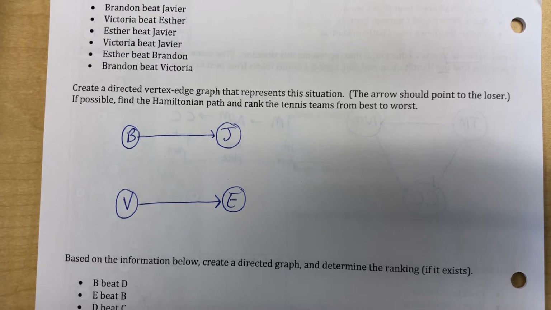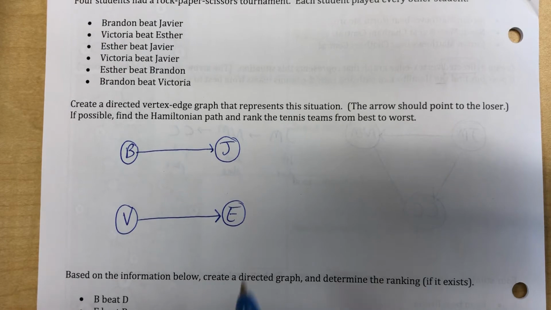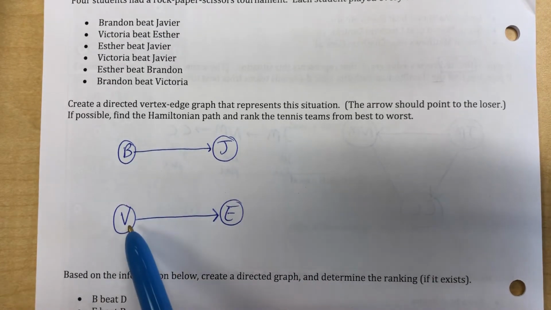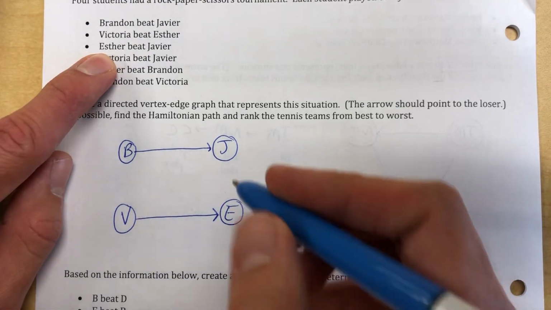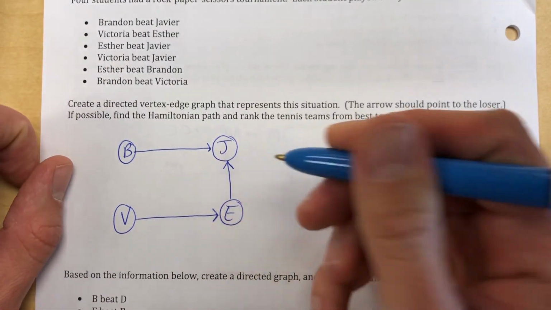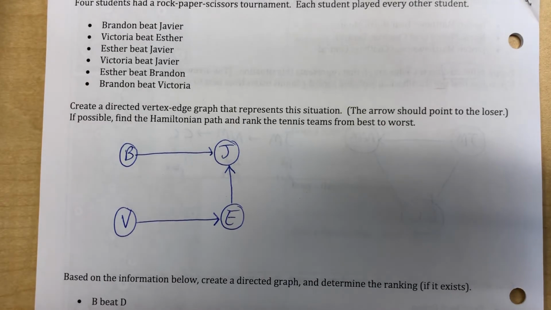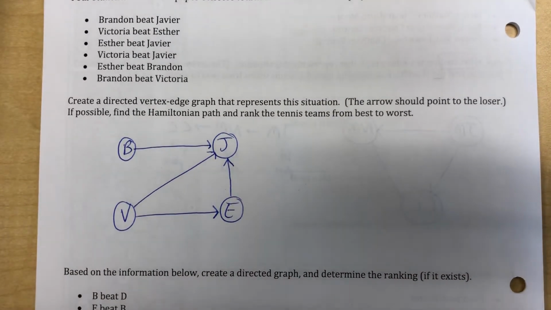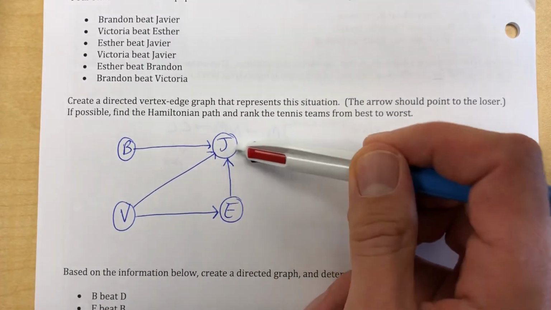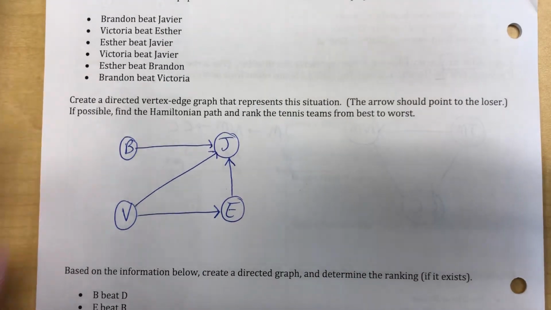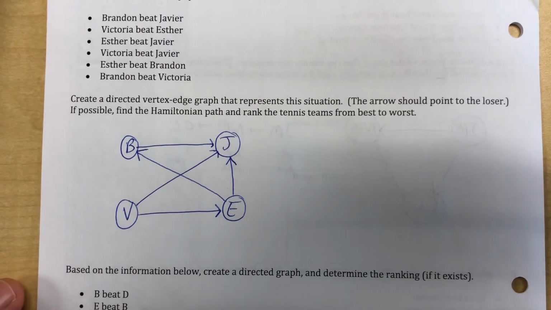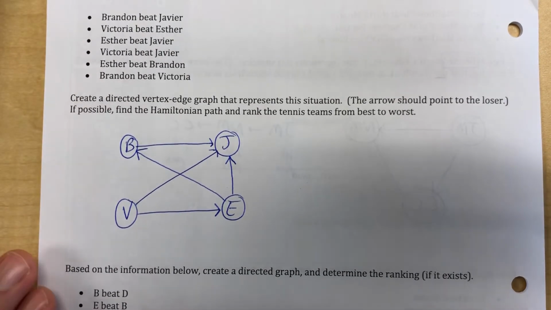Also, when we're starting our Hamiltonian path, we're not going to start with anybody that's being pointed to. We're going to start with either Brandon or Victoria. All right, Esther beat Javier. I think Javier is going to lose a lot of these. Victoria beat Javier. Javier is going to be last. If you tried to start with Javier, you'd be stuck and you can't go against the arrows. Esther beat Brandon. We will not start with Brandon. And Brandon beat Victoria.